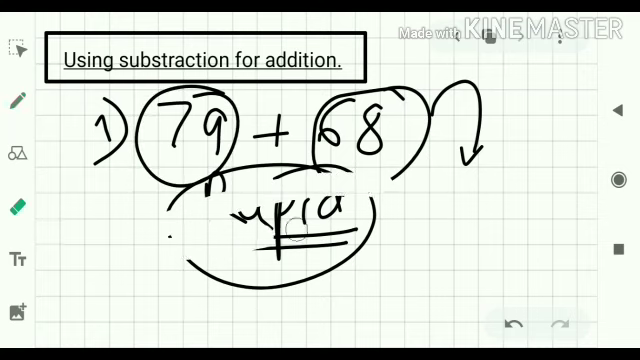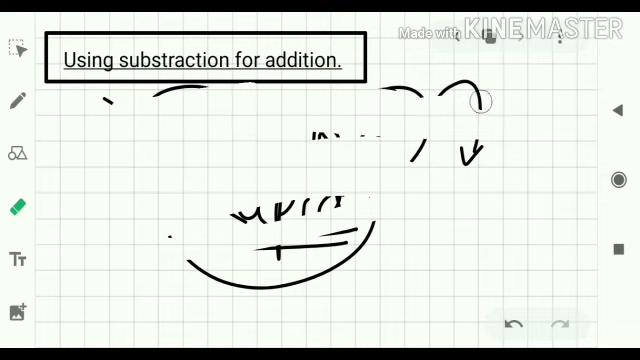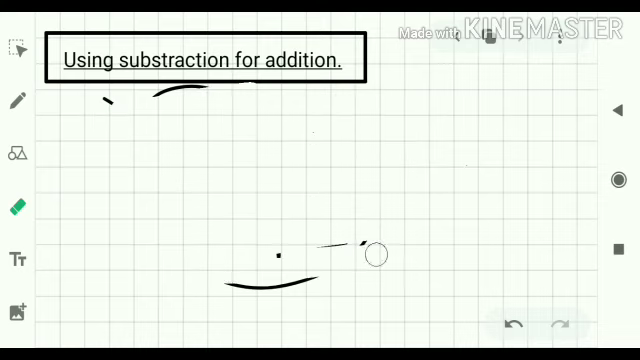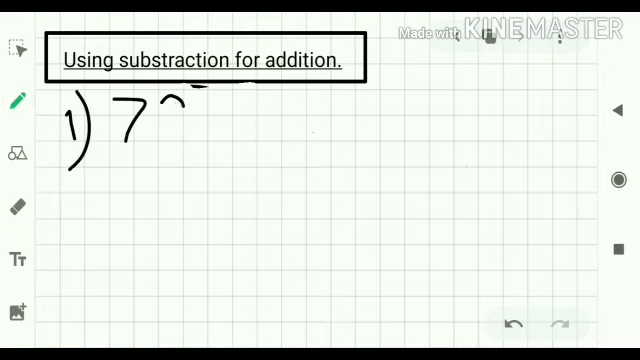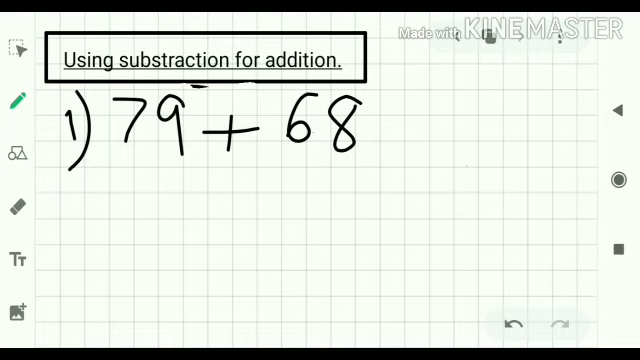Okay, so now let us have a closer look at this. Let us say we have to add 79 plus 68. Now what can we do to convert? Let us study this here. First of all, let us learn to convert a certain number into a tens multiple. Now see, what if we have to convert 79 into a tens multiple?